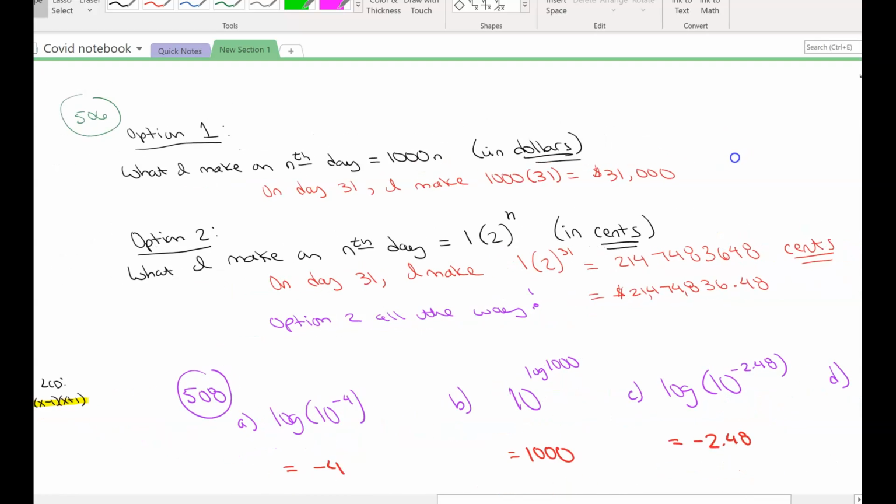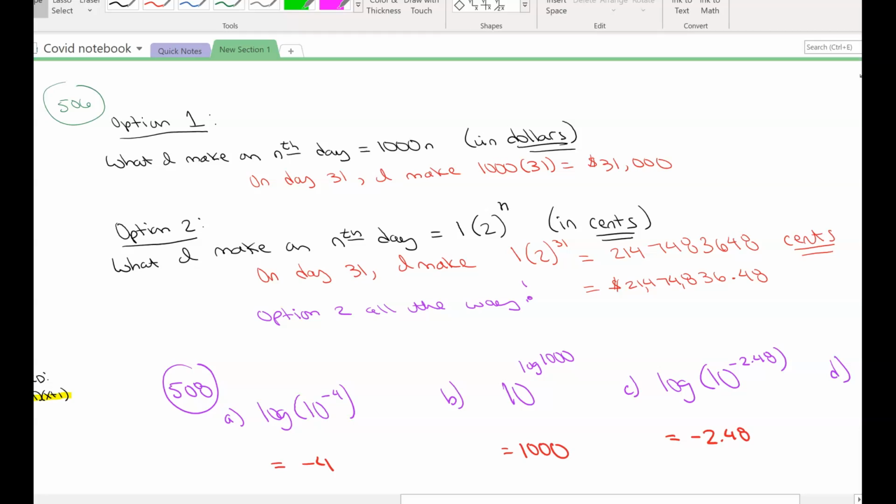A couple of ways you can go about this. Maybe some of you figured out how much you made on each day, starting at day 1, and you kind of saw that at some point option 2 gets bigger. I just jumped right to day 31, right? On day 31, I make this amount.